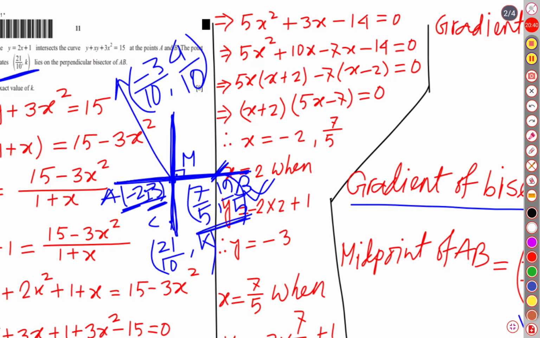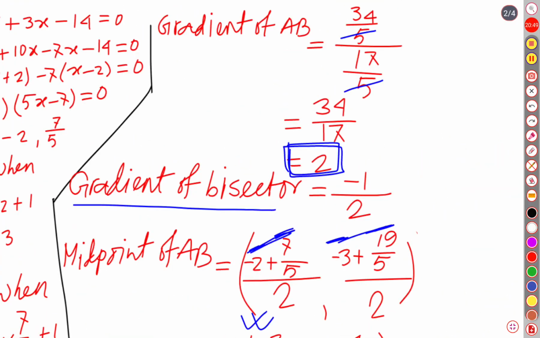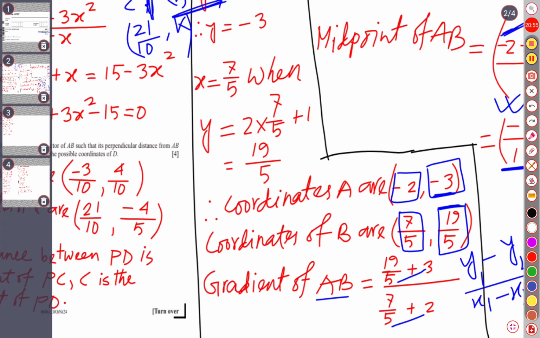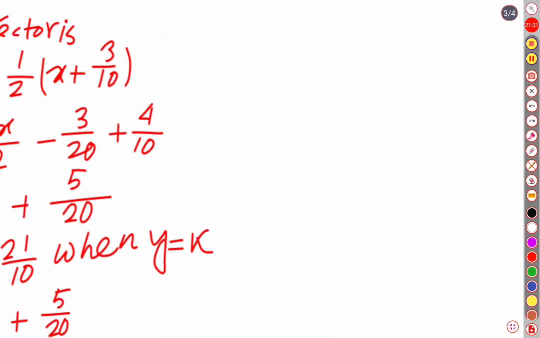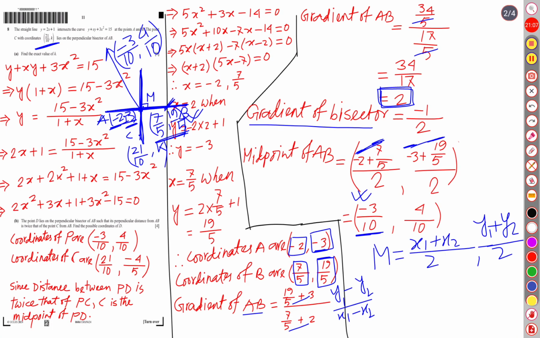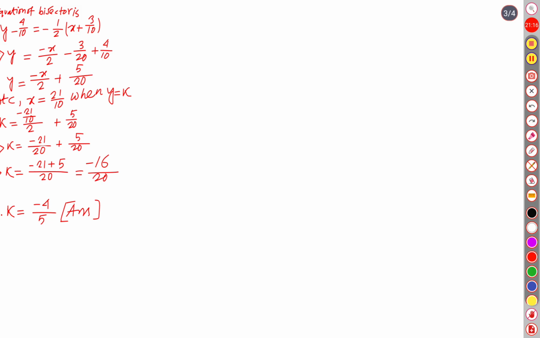Now, we have already obtained the gradient also, so easily we can form the equation of the perpendicular bisector. So now it is time to write the equation of the perpendicular bisector. As there is no space left on this page, let me move on to the next page, page number 3. Let me write the coordinates first. The coordinates were negative 3 over 10 and 4 over 10. These are one of the coordinates.